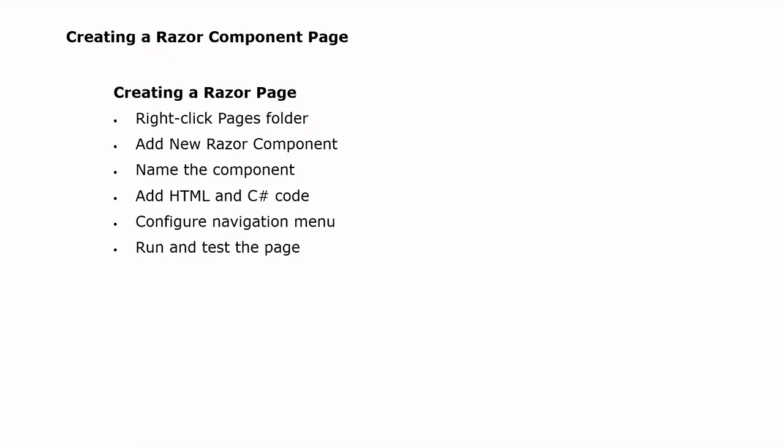To make the page accessible from the application menu, update the navigation component and add a link to the new page. Run the application again and verify that the new page loads correctly. For viewers following along, try creating your own Razor page with a simple heading and a button. Practicing these basic steps will help build confidence in creating reusable Blazor components.